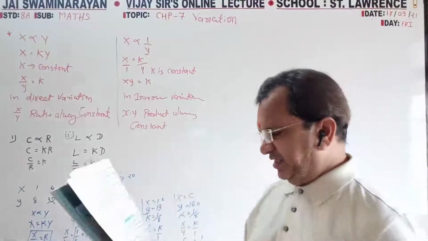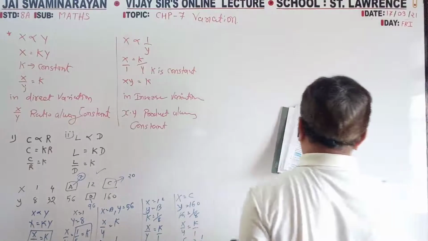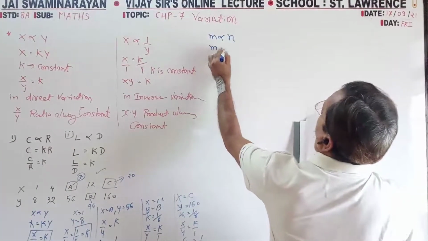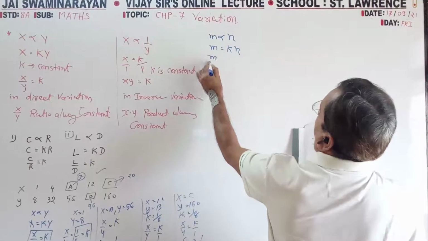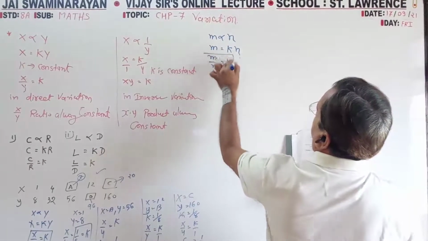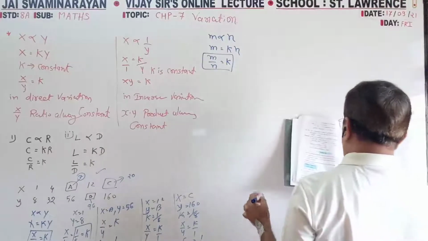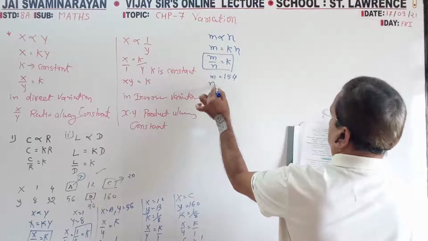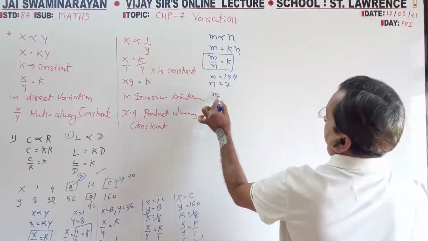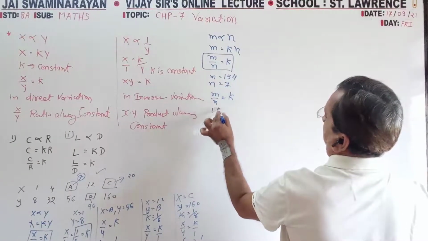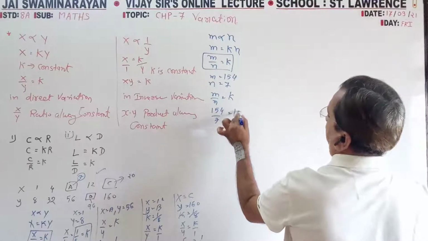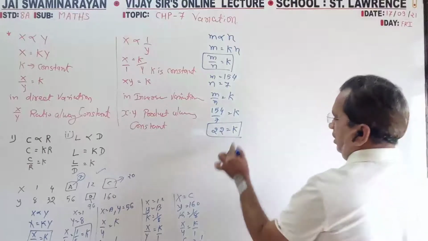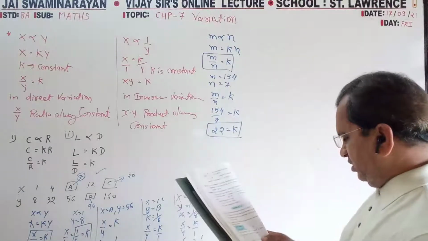Like this you have to complete the table. Fourth number is cancelled. Now M directly proportional to N given. M is equal to KN. M by N is equal to K. Now M 154, N 7. So M by N is equal to K. 154 by 7, it is K. 7 2s are, 7 2s are. So K we got. This K will be constant for all.